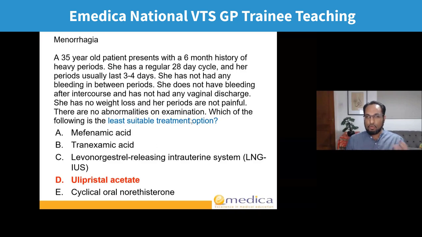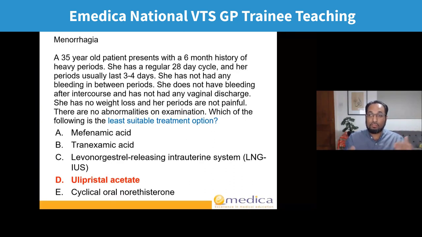This is a lady who's got heavy menstrual bleeding, also known as menorrhagia. And you can see from the history, she doesn't have any other high-risk features. So she's got no dyspareunia, she hasn't got intermenstrual bleeding, examination is normal. So there's no red flags here that make us think of cancer. There's nothing from the examination that makes us think of a specific diagnosis.